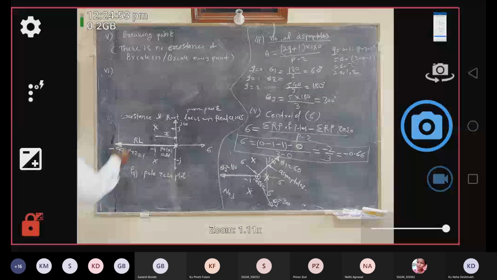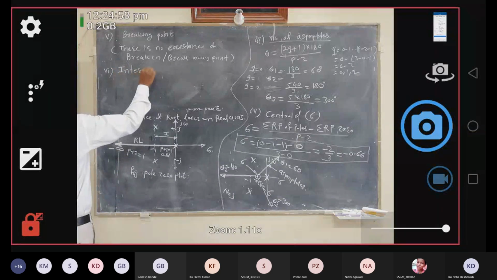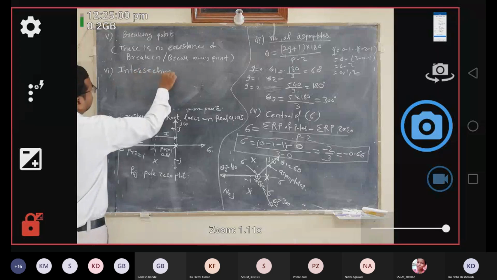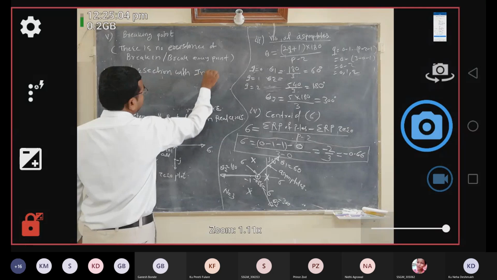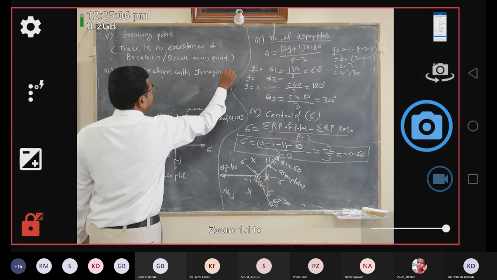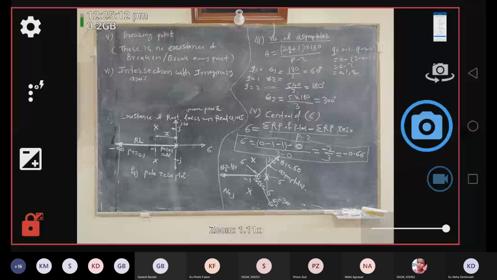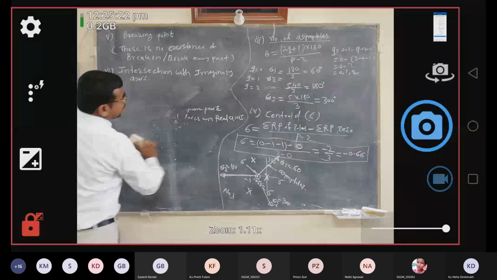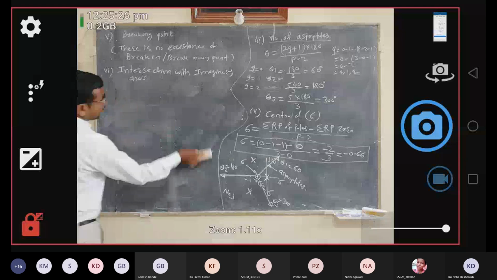So next step है intersection with imaginary axis. I have skipped one step, that is the determination of angle of arrival and departure. So that we will take at the last step. So before that, we just determine this and go for the last one.